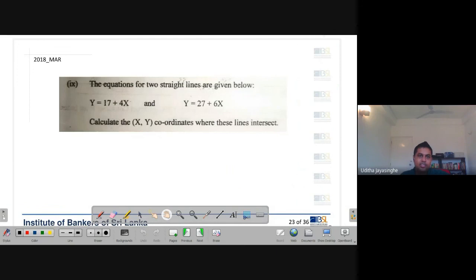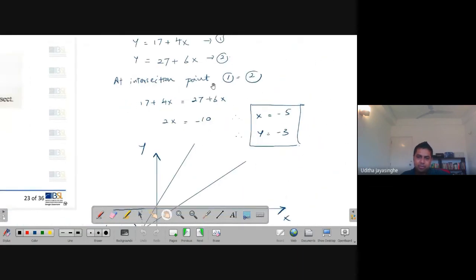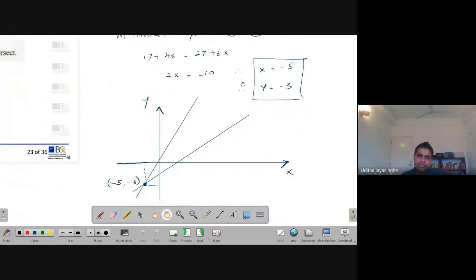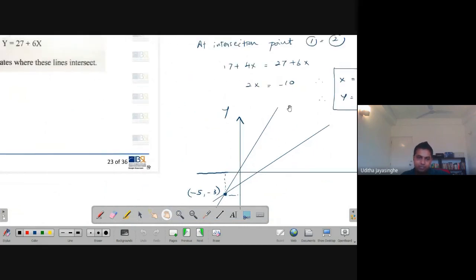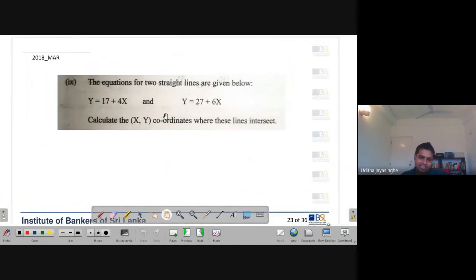This is a question that I'm going to skip. These two equations for straight lines are given below. Calculate the xy coordinates where the lines intersect. Simple calculation. What you have to do is equate these two lines and get the points. The answer is that at x = -5 and y = -3, these two lines are going to intersect. Yeah, this is simple O-level math. 18 March, this is a question that's been given: calculate the xy coordinates where the lines are going to intersect.